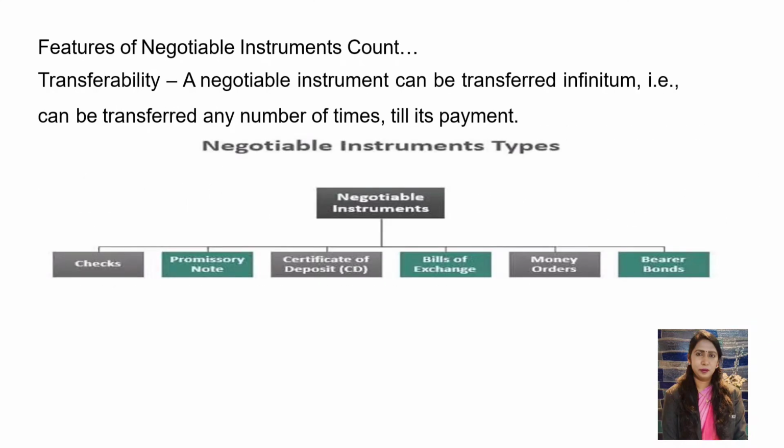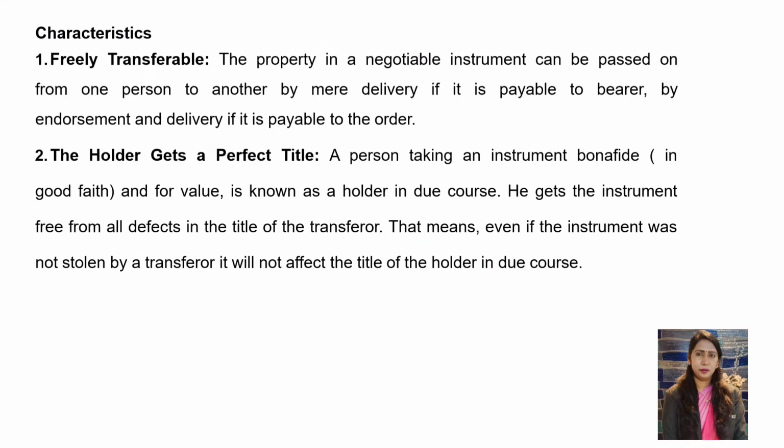Features of negotiable instrument continue. Transferability: a negotiable instrument can be transferred without any kind of conditions. So the negotiable instrument has various types, namely check, promissory note, certificate of deposit, that is called CD, bill of exchange, money orders and bearer bonds.